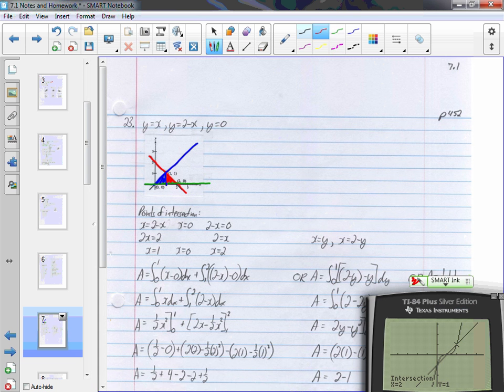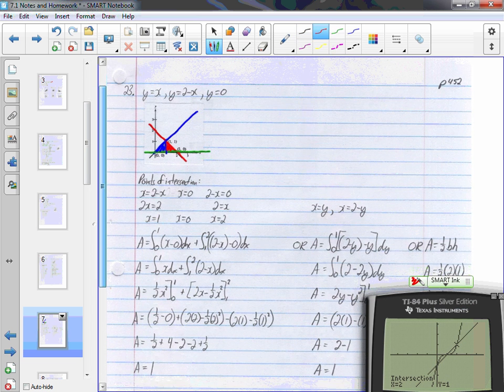All right, so I need to know where they intersect. So I set them all equal to each other, and I get 3 points of intersection. All right, I knew the x equals 0 because y equals x and y equals 0 have to intersect when x equals 0. So I knew that one right off the bat. Then find the other. So set x equal to 2 minus x, get that one, which is right there. And then set 2 minus x equal to 0 to get that one, which is down here.